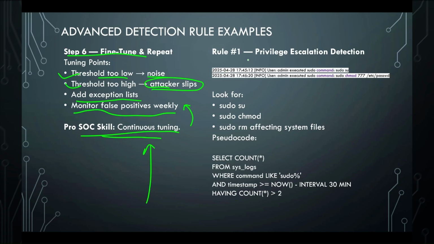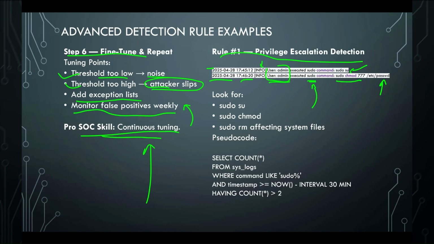So here we have some example rules that you can learn from. The first one is detecting privilege escalation attempts, and the objective is to detect when a user escalates privilege with a command like sudo to execute administrative tasks, especially when it is unusual or unauthorized. Here we have a log, with a timestamp, then time, and the event detail is info. The user is admin who executed a sudo command. The sudo command is a root user command which is very powerful, and the commands are sudo su, and sudo chmod 777 /etc/passwd.